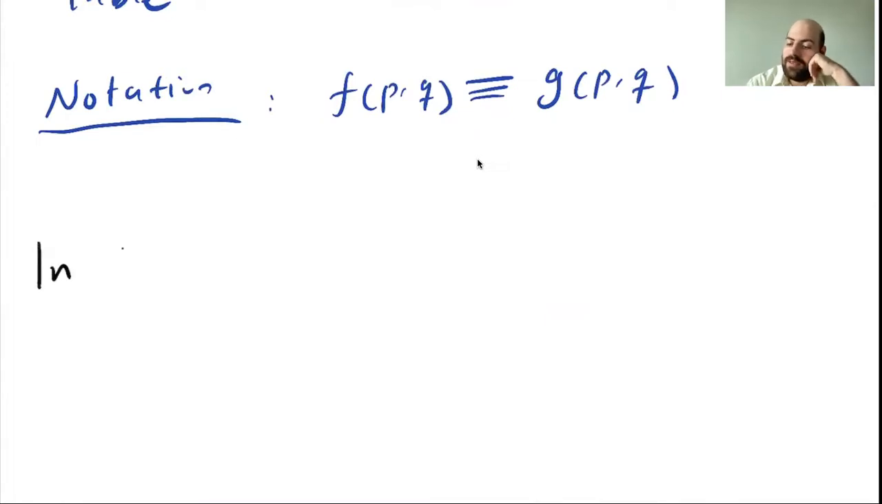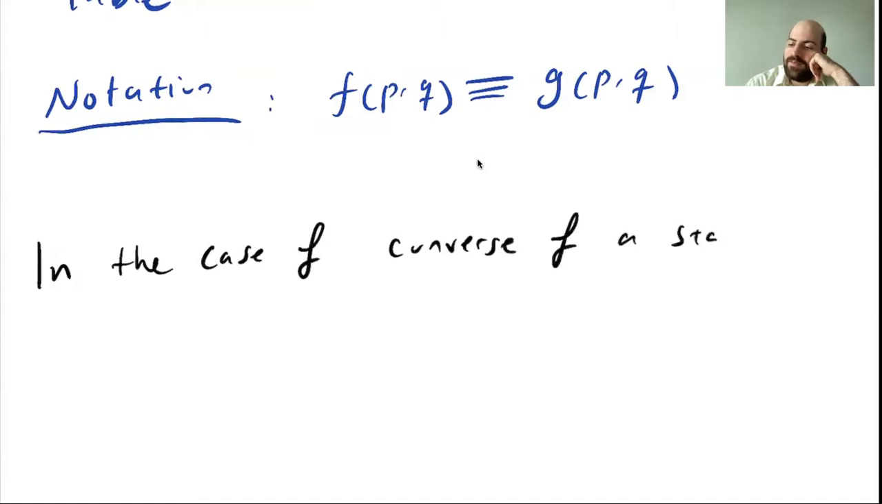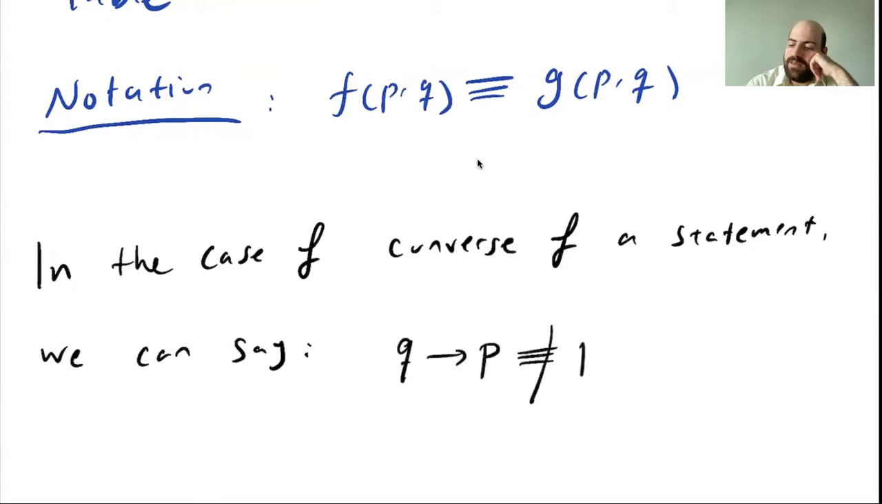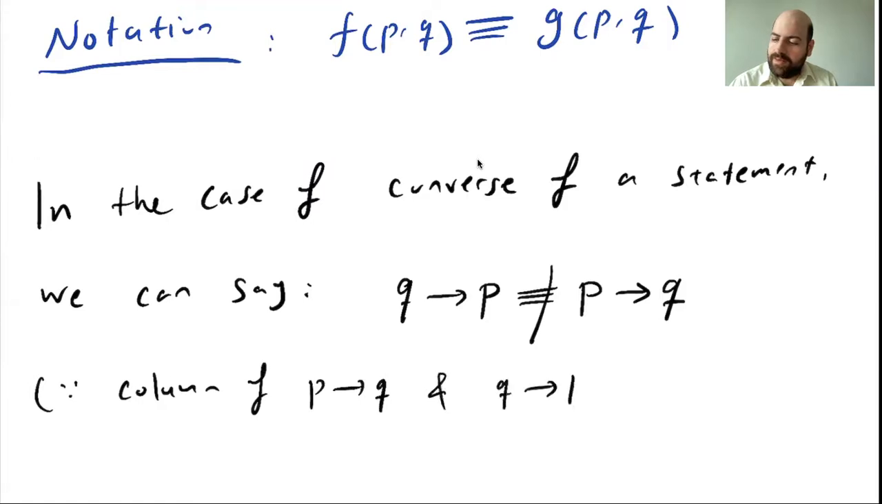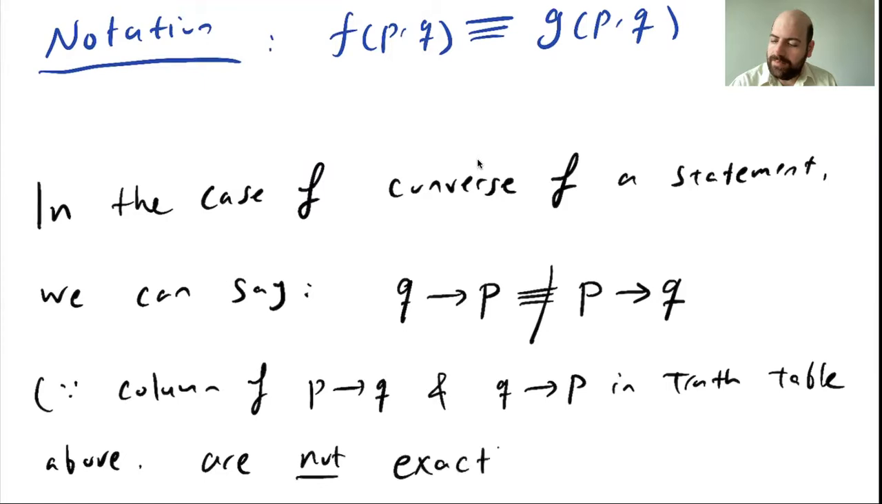So in the case of the converse of a statement, we can say that Q implies P is not equivalent with P implies Q. Since the columns of P implies Q and Q implies P in the truth table above are not exactly the same.